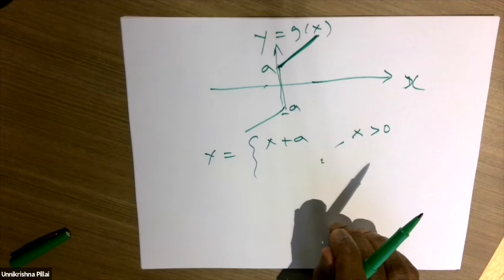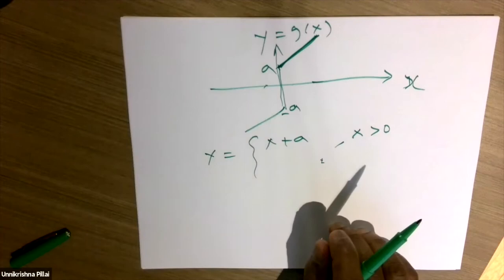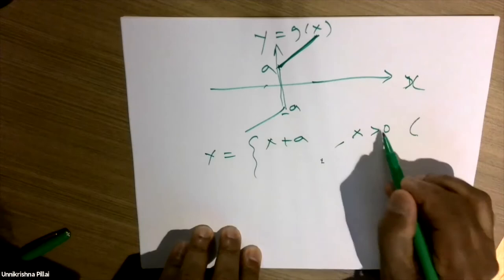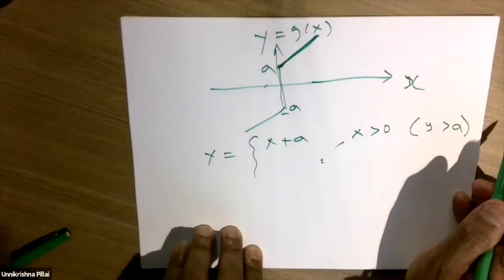What is the value of y when x is zero? Look at the graph. When x is zero, from the graph, the value is a, of course, right? And when x is beyond, it should be greater than a. So x plus a is the right answer. And here, when x is greater than zero, what is the condition on y? Greater than a. So just keep that in mind.